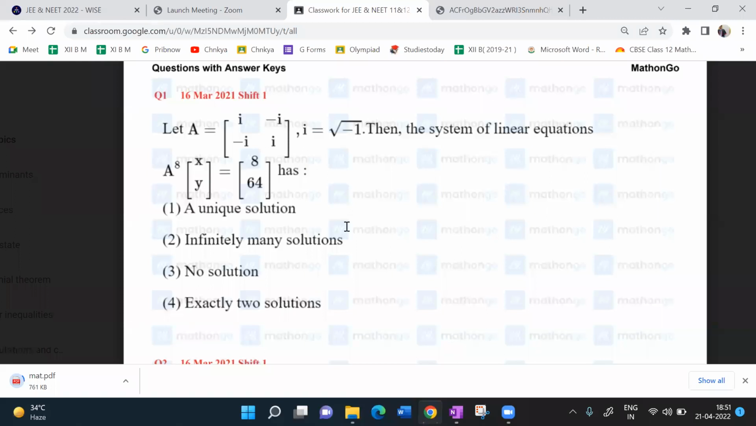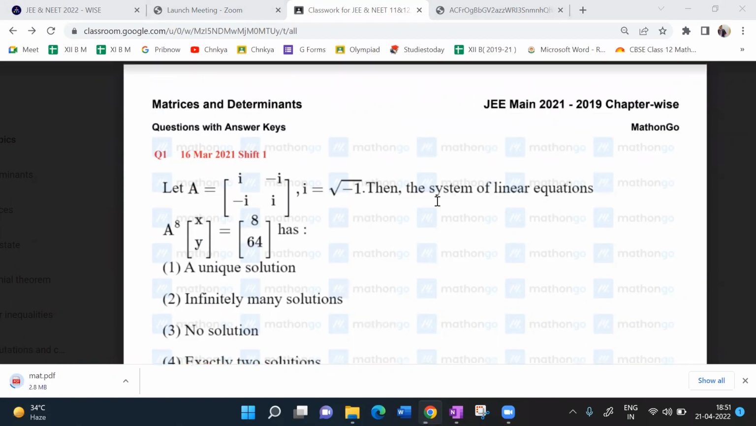Guys, understood or not? Hello? Children, any doubts? Children, any doubt? Ramcharan Teja, why are you late? Why are you late, Charan?